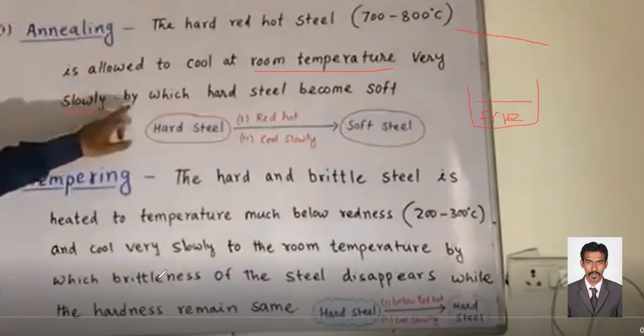Ductile is a property of metals. When you heat it, it won't break; it will increase in length, volume, or area. That's what ductile is. Brittleness is of glass, which will break immediately. So tempering is done to remove brittleness while keeping the hardness the same.